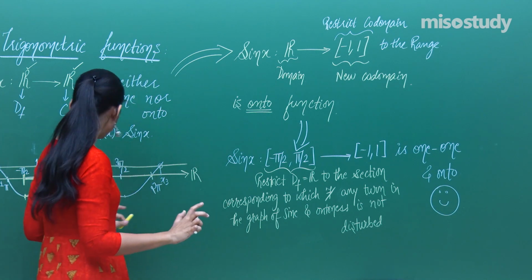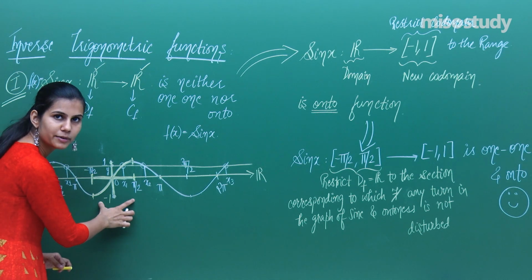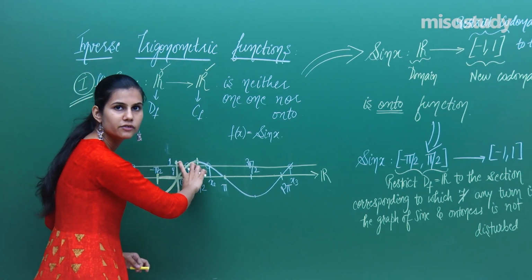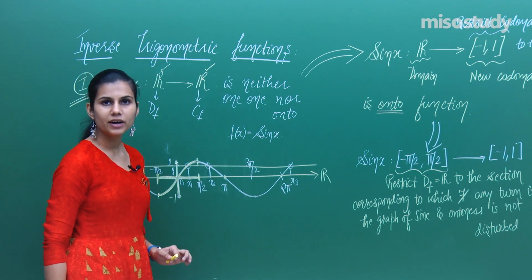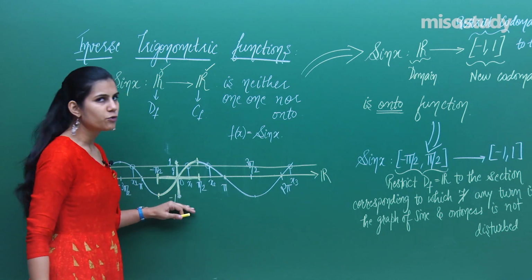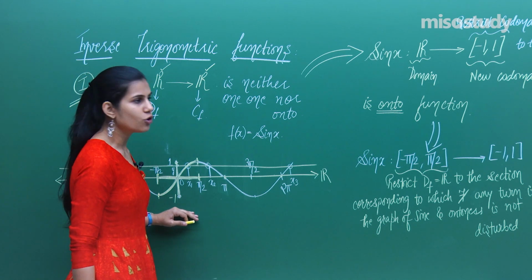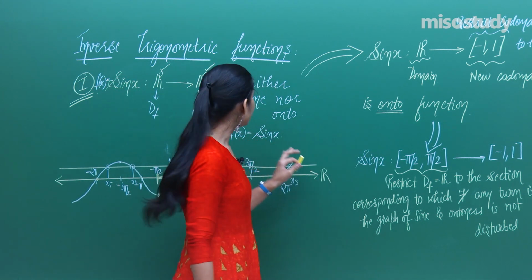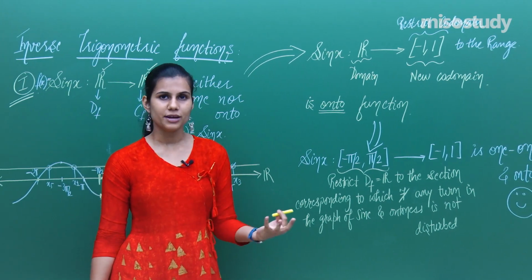Fine. So here we can see that if I restrict my domain to the closed interval minus pi by 2 to pi by 2, restrict my codomain to the closed interval minus 1, 1, which is the range, the graph which follows is the graph of the sine function, which is both 1, 1 and onto. And therefore now I can talk about the existence of inverse of the sine function. So the heading says inverse trigonometric function. That means inverse function of the trigonometric functions.